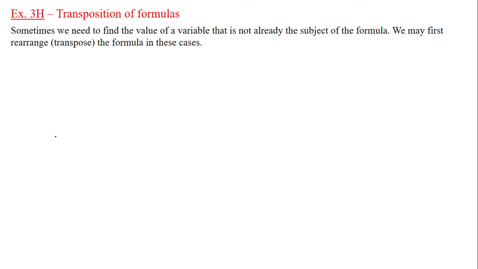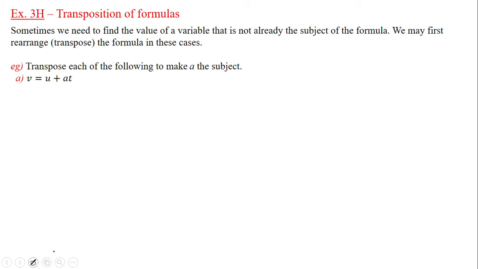So I've got 3 examples for you today. We're going to transpose each of these 3 to make A the subject. The first thing we need to do here in V equals U plus AT, which if any of you do physics, you might recognize this formula, is start by subtracting U. So remember, SAD MOB. We deal with the addition first by subtracting U from both sides, and we end up with V minus U equals AT.